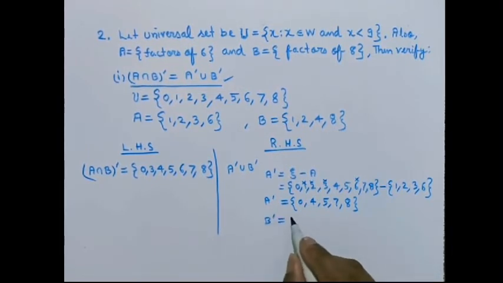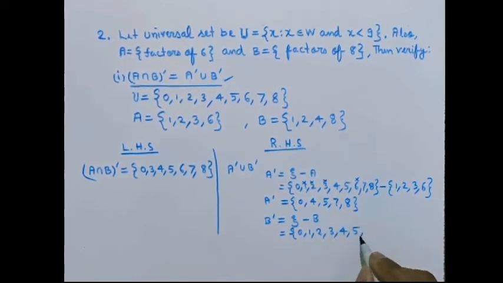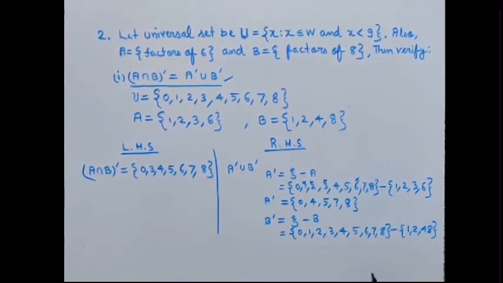Now let's find out B complement. So B complement will be equal to the universal set minus B. So the elements of the universal set 0, 1, 2, 3, 4, 5, 6, 7, and 8 minus the elements of set B, 1, 2, 4, and 8. So B complement will be, let's exclude the elements that are present in set B. So that is 1, 2, 4 and 8. So we can say the elements of B complement are 0, 3, 5, 6 and 7.